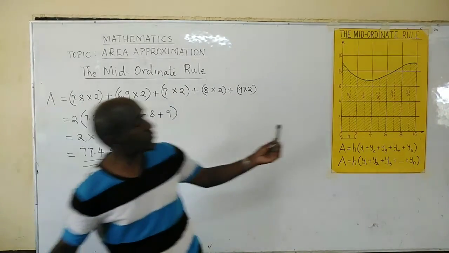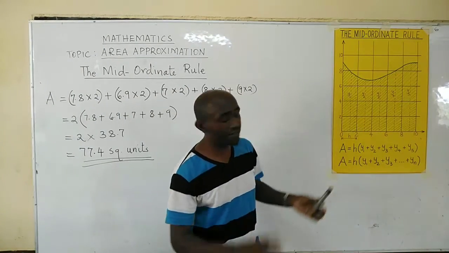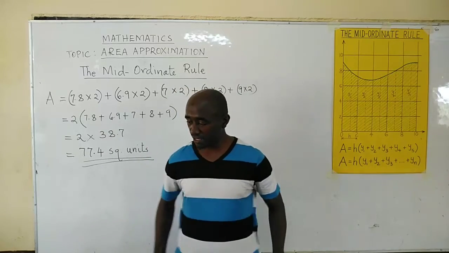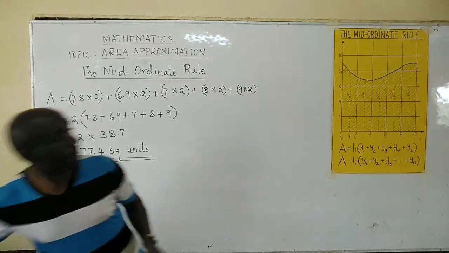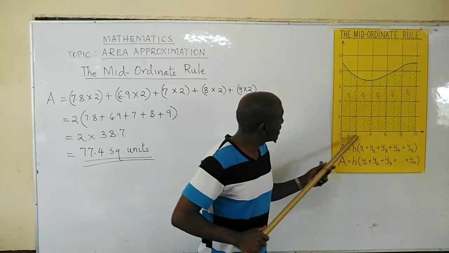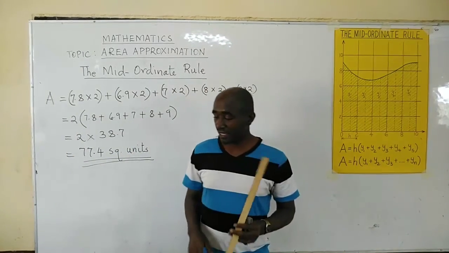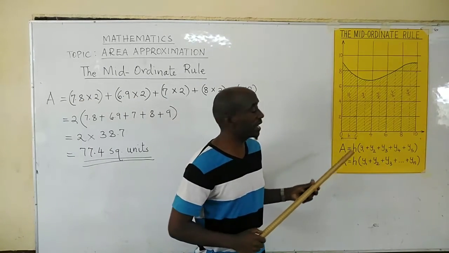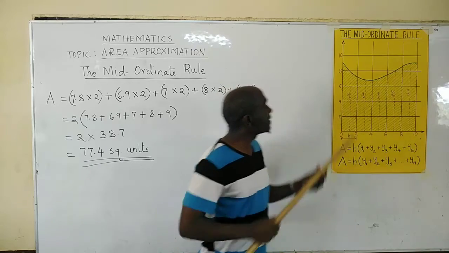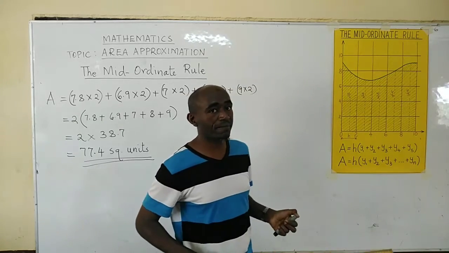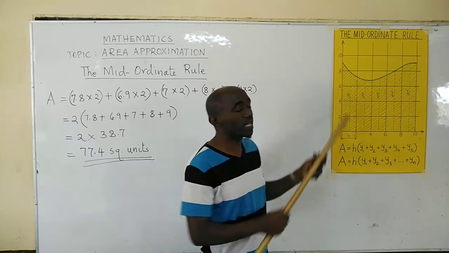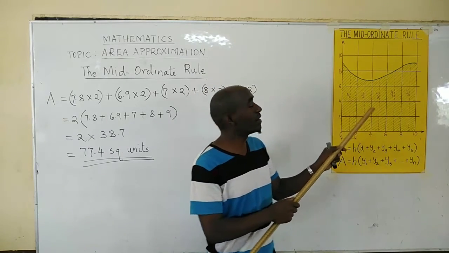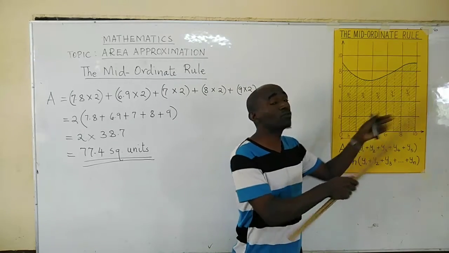Now, this is a specific example where we have certain lengths. Let us now take a general case, where this width is h. And the lengths now, the mid-ordinates, we assume the first mid-ordinate is y1, the other ordinate is y2, the next is y3, y4, up to the last one.